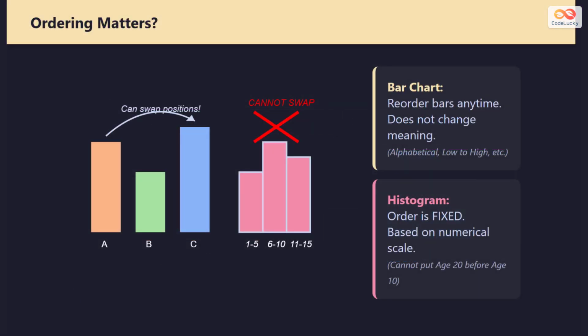Another key difference is the order. In a bar chart, you can rearrange the bars however you like, maybe alphabetically or from tallest to shortest. It doesn't change the data. In a histogram, you cannot change the order. The numbers must go in sequence, like 1, 2, 3. You cannot put age 20 before age 10.